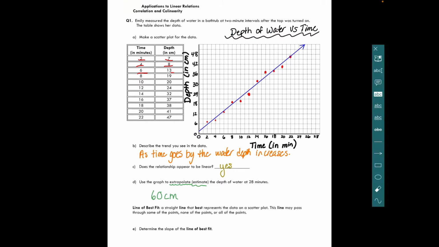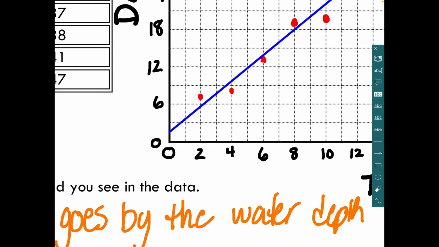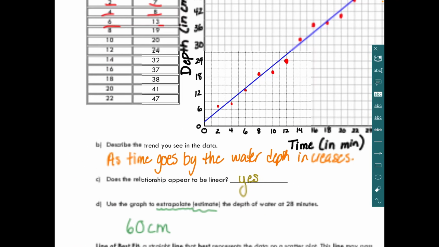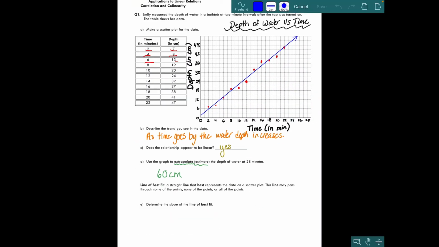Now notice that the line of best fit is not going through the origin, 0, 0. Sometimes people think that the line of best fit has to go through the origin. It doesn't. Not every line has a y-intercept of 0, and here it doesn't. So we've got our line of best fit drawn, and then in E we're asked to determine the slope of the line of best fit.